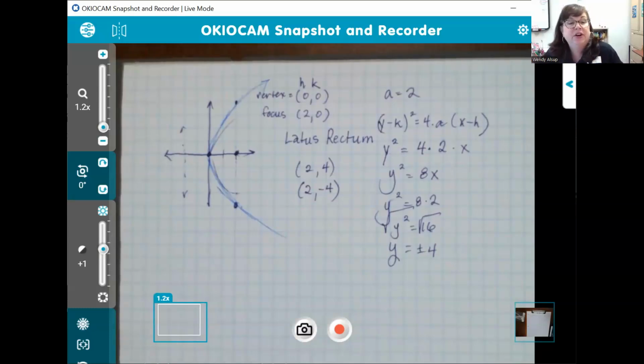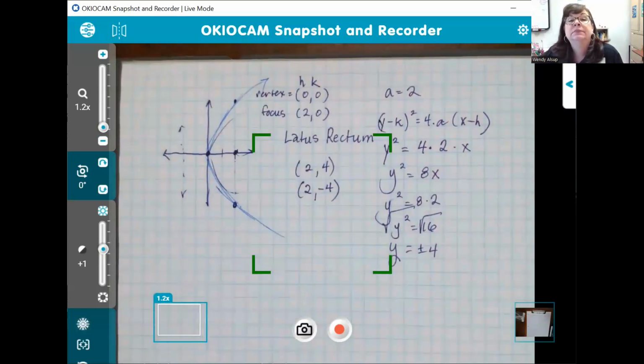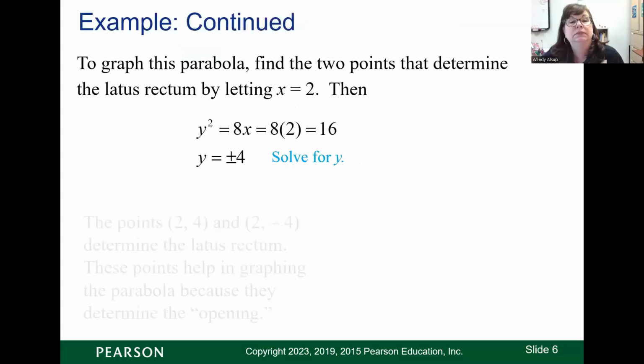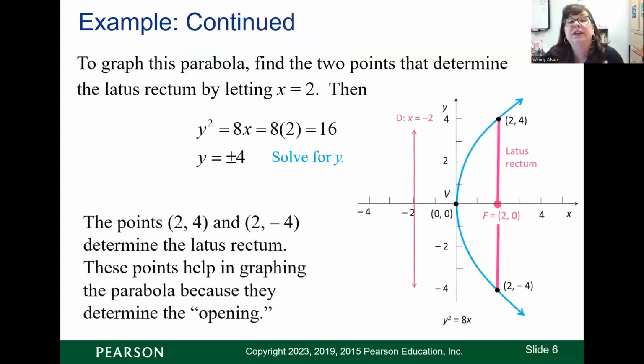Get your mind out of the gutter. All righty, there you go. All right, back to our PowerPoint. And sure enough, this is what we have here.